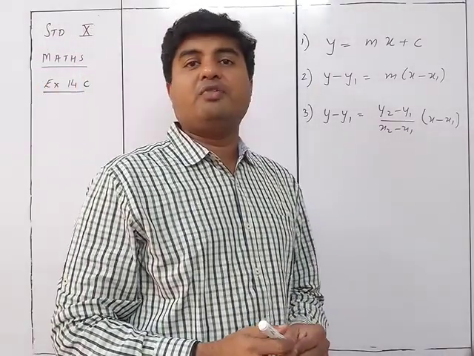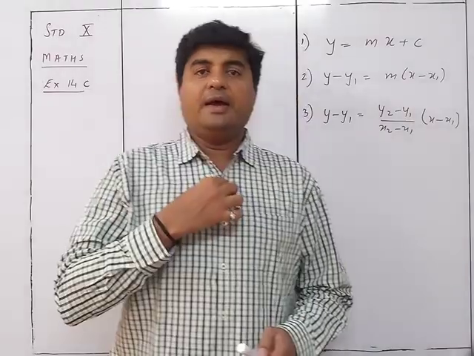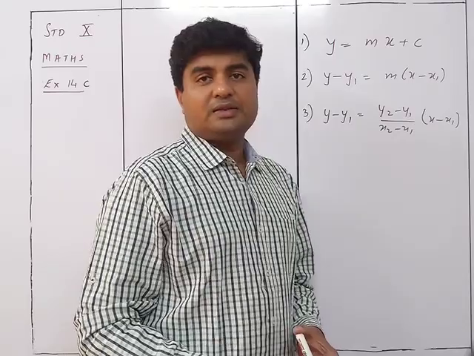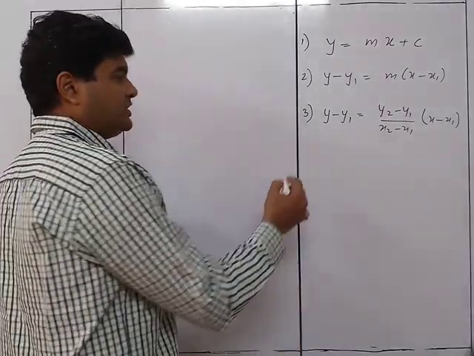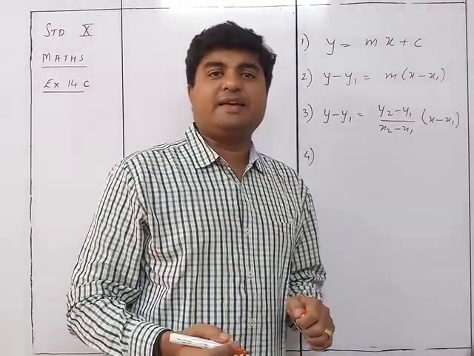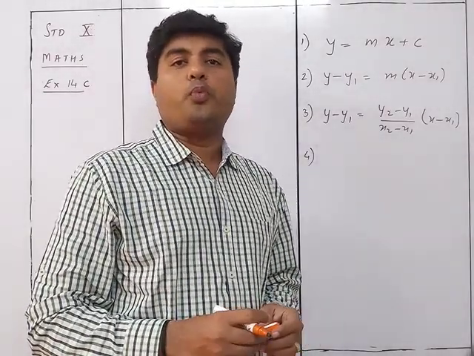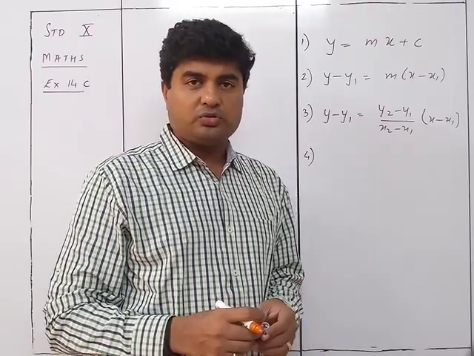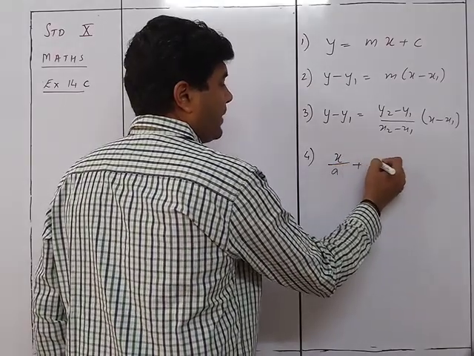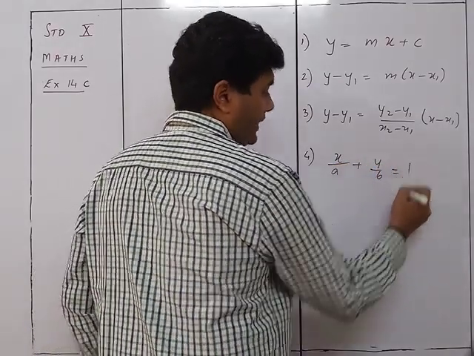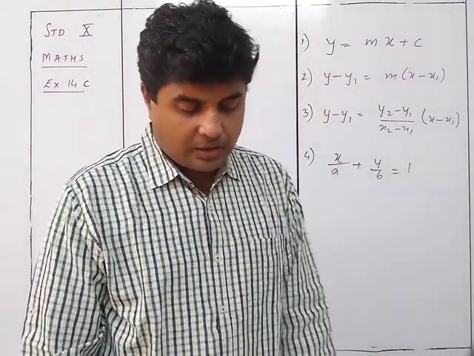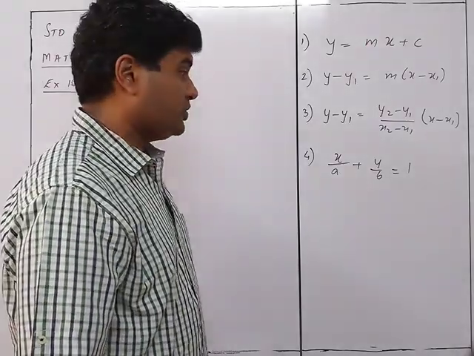Means when I am given two points of the line and I want to find the equation of the line, then I use this formula. So these are the three formulas. There is also one more, which normally we will not use, because when I am given the x-intercept and y-intercept, I automatically get the two points, so it's not required. But yes, you can still note it down. It is x/a + y/b = 1.